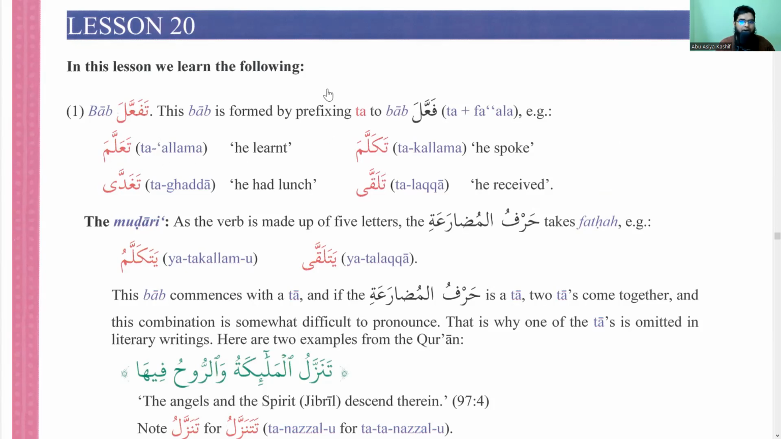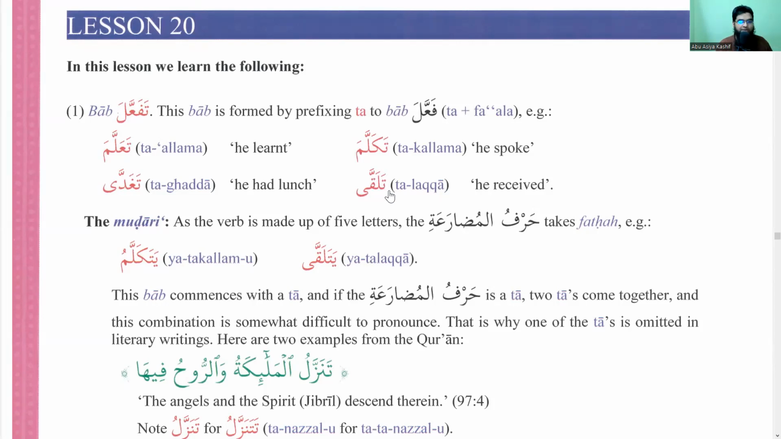So fa'ala like ta'allama. So what are the root letters here? It's not ta, obviously, because this is form 5. The ta is extra. Ain, lam, and mim. Lam is double, so you'll take only one lam. It became ain, lam, and mim. Same thing here. Takallama. What are the root letters? Kaf, lam, and mim. Takallama, he spoke. Tagadda, he had lunch. Here the root letters are ghain, dal, and ya. Talaqqa, lam, qaf, and ya. Talaqqa, he received. Laqa is to meet. Talaqqa is to receive.